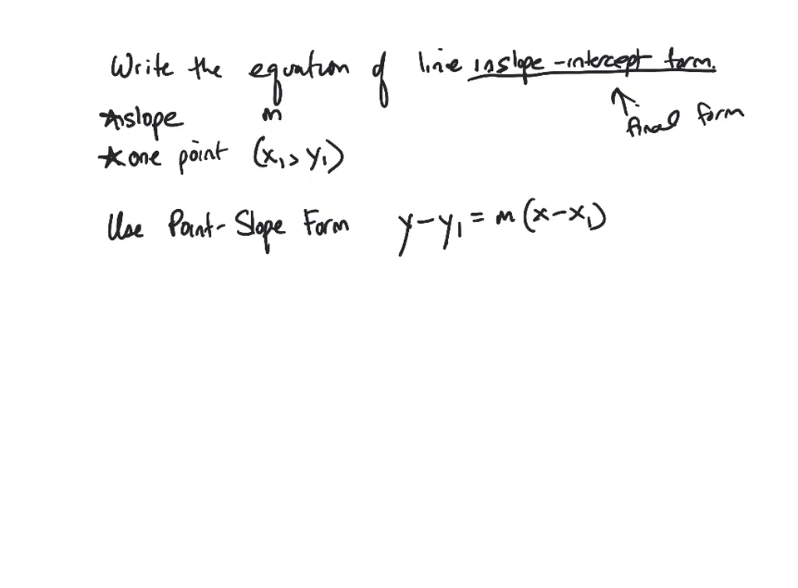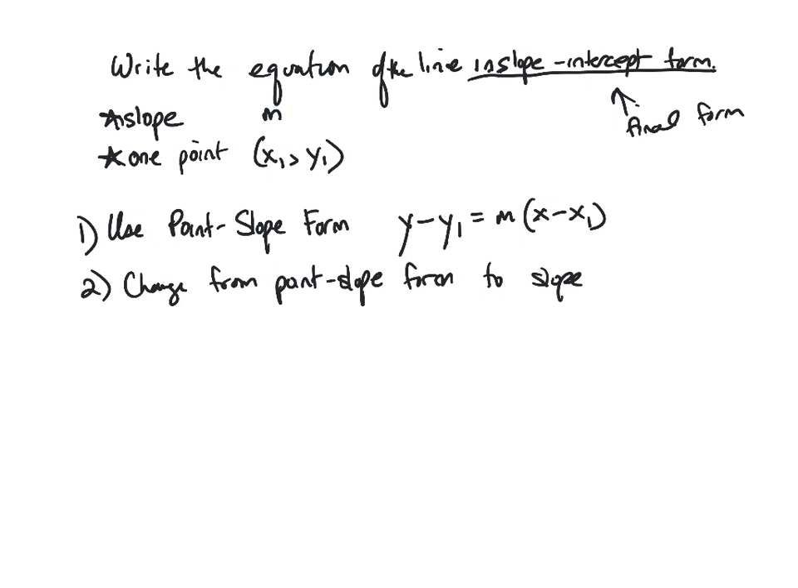So a lot of times when we have those directions, write the equation of the line in slope-intercept form, what we do is we first use point-slope form to write the equation of the line, and then we change from point-slope form to slope-intercept form, because we wanted a final answer that was in slope-intercept form. So just a quick example of that.